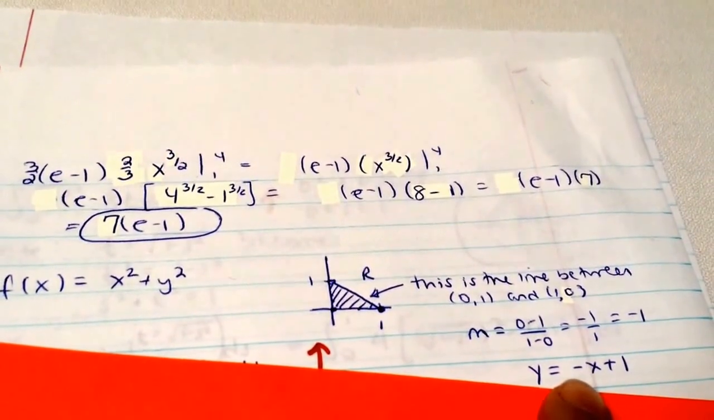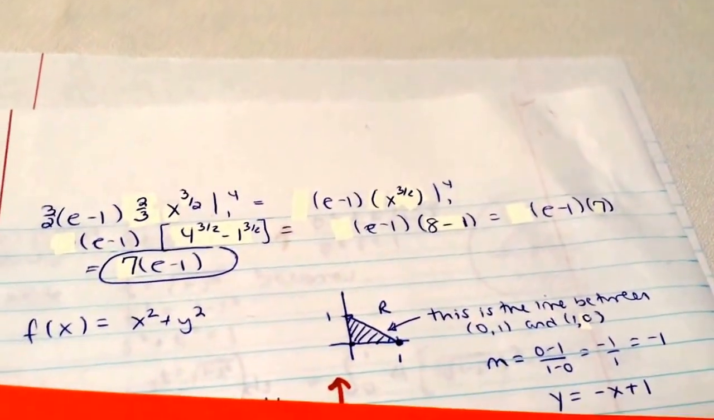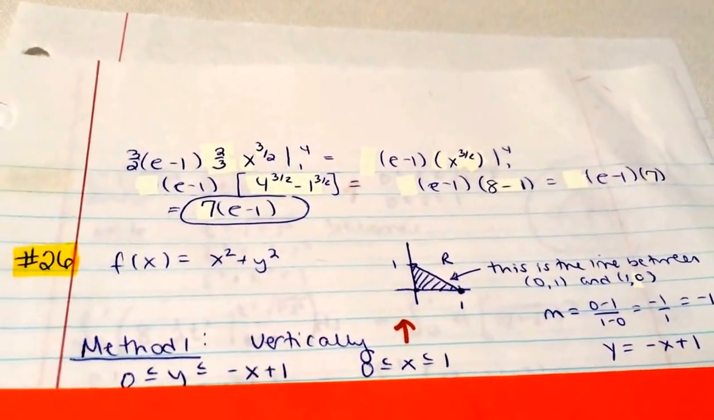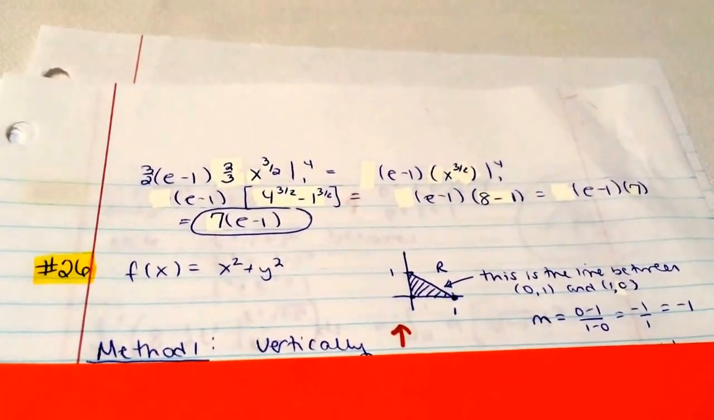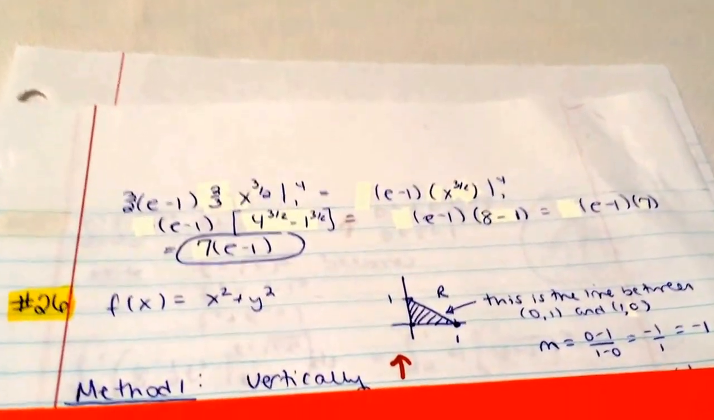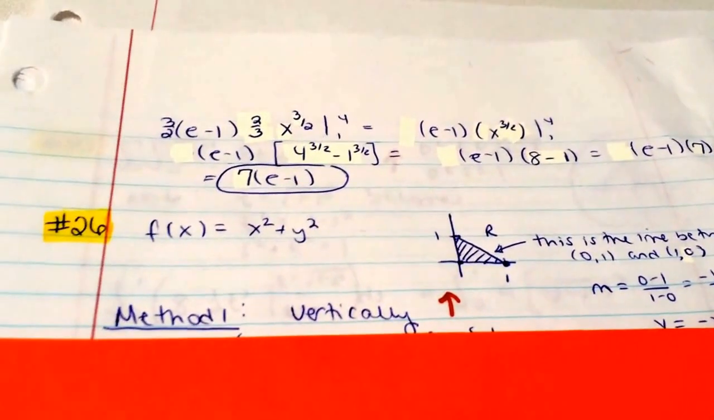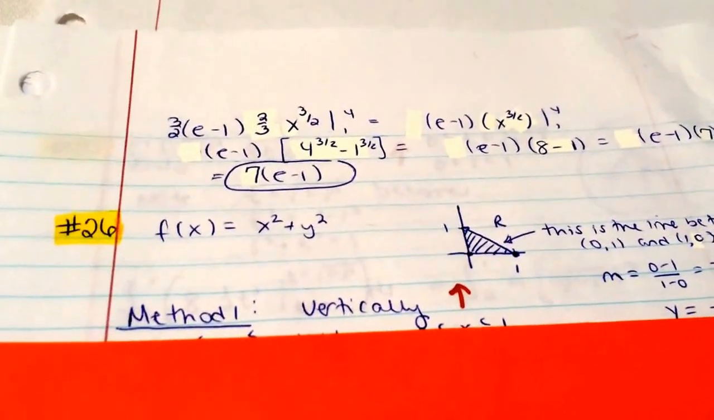If you could tell that already, then you don't have to do this work, but that's just for the benefit of people who couldn't tell already. All right, you can do this vertically or horizontally. I set it up both ways. I didn't actually work it out both ways.